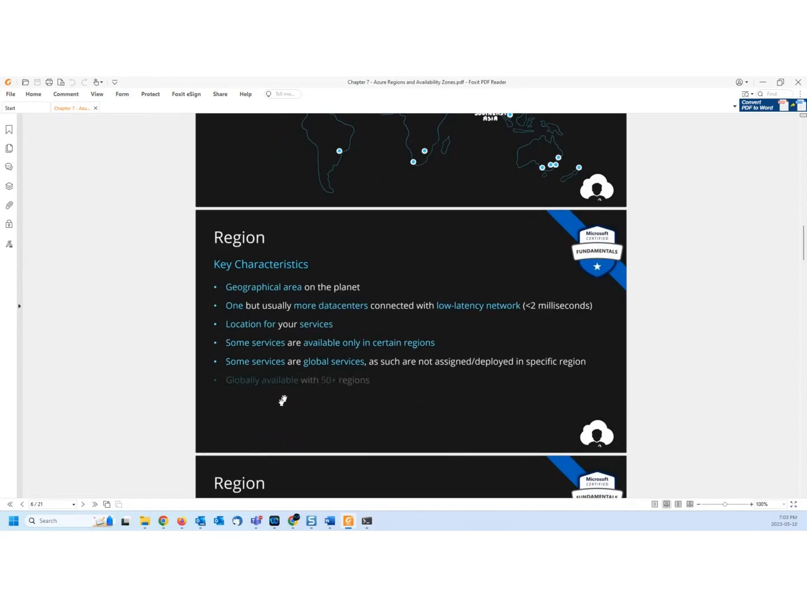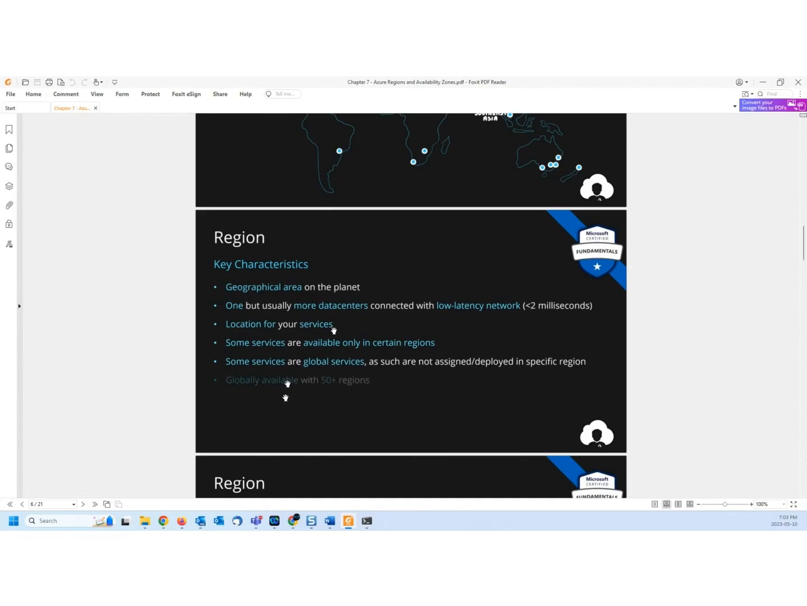Some services are global, which are certain to be there, and are not assigned or deployed in a specific region. But for sure, I think SQL, virtual machines, and data storage are available there. I think I heard AWS provides more than 200, 250 services. I don't know about Azure. I haven't Googled that, but Azure provides a lot of services as well.